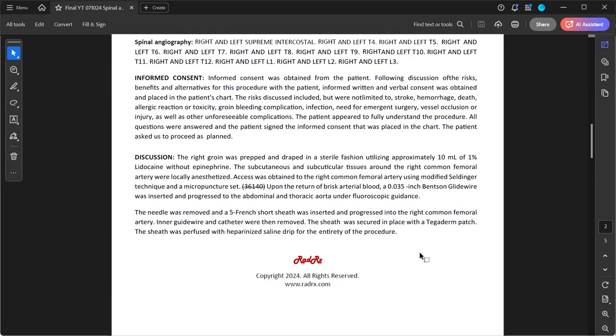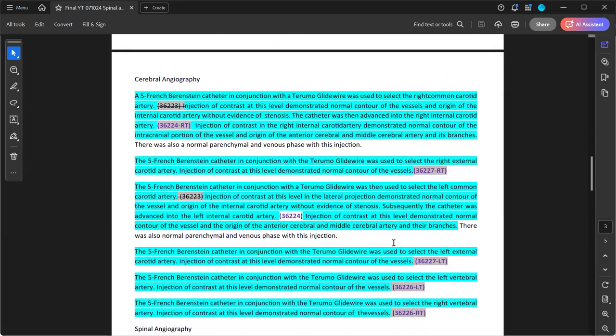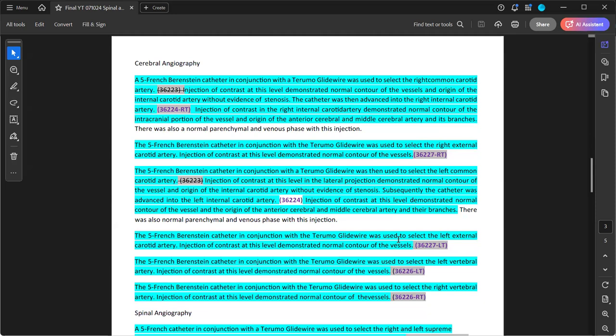So then from there, we're going to jump down to the next page where we actually start to see the detail of the catheter placements and the imaging. So in the first part of the report, we have the cerebral angiography. So we see the catheter was moved to the right common carotid artery, and then contrast was injected. And then we see findings for normal contour of the vessels and origin of the internal carotid artery without evidence of stenosis. The catheter was then advanced into the right internal carotid artery.